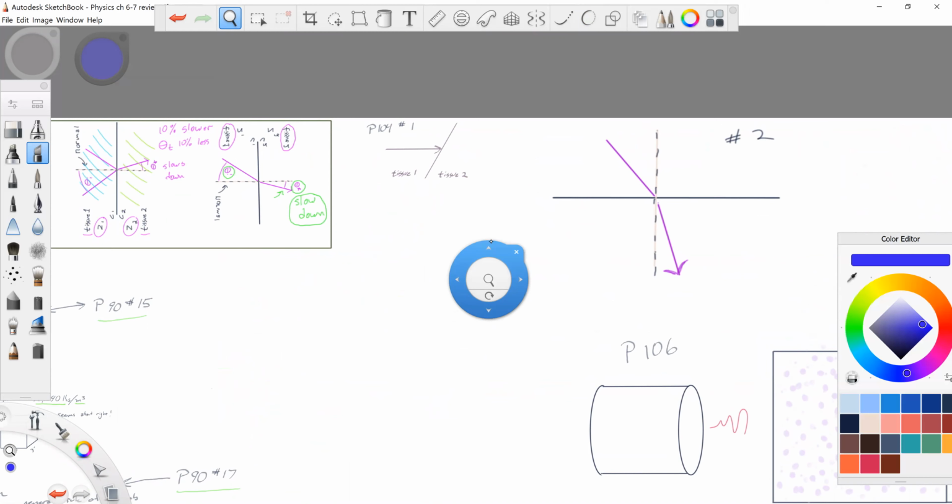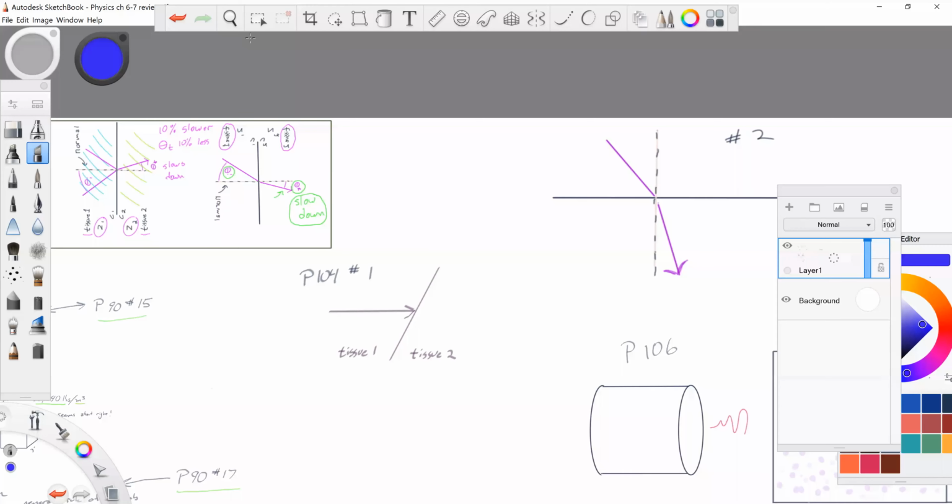On page 104, I have some... gosh, this tiny little picture is supposed to handle a whole bunch of questions. I might have to... okay, just for the fun of it, let me pause this. I'm going to make this picture bigger. Okay, so I made it a little bit bigger.